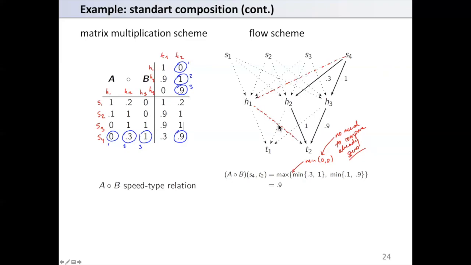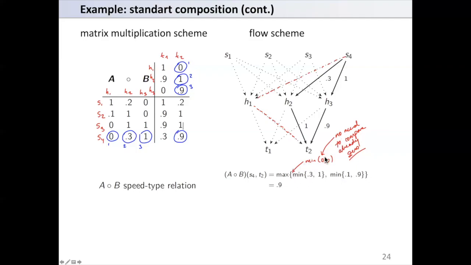This is 0 and 0, minimum is 0. And this one is 0.3 and 1. Minimum is 0.3. And for that one, we have 1 and 0.9. The minimum is 0.9. So we are comparing each pair. So we are considering the fuzzy values on the path. There is no need to compare minimum 0, 0. It is already 0. We are going to find the maximum.